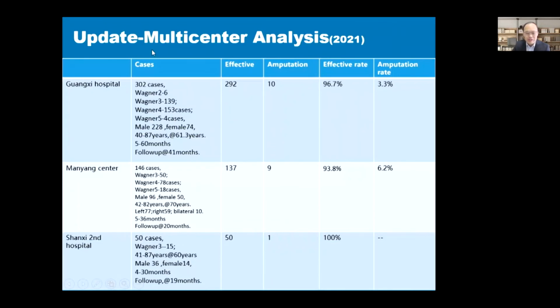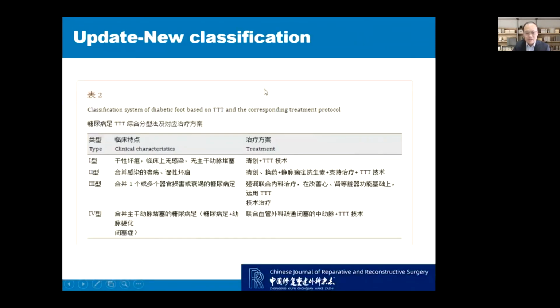How about the update? Yes, it's a multi-center analysis. We found the amputation rates are 3.3, here 6.2, and here 0. The effective rate is maybe more than 95, more than 90% I think, and here is 100%. Here is a new classification for the diabetic foot. Because of the application of TTT, we think the traditional classification of Wagner and others may not be good for different types of patients. With the TTT, maybe a lot of things changed.